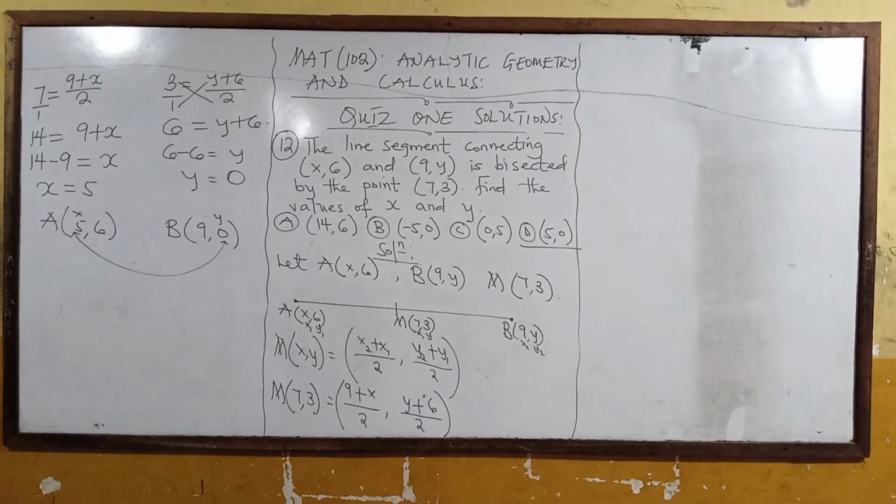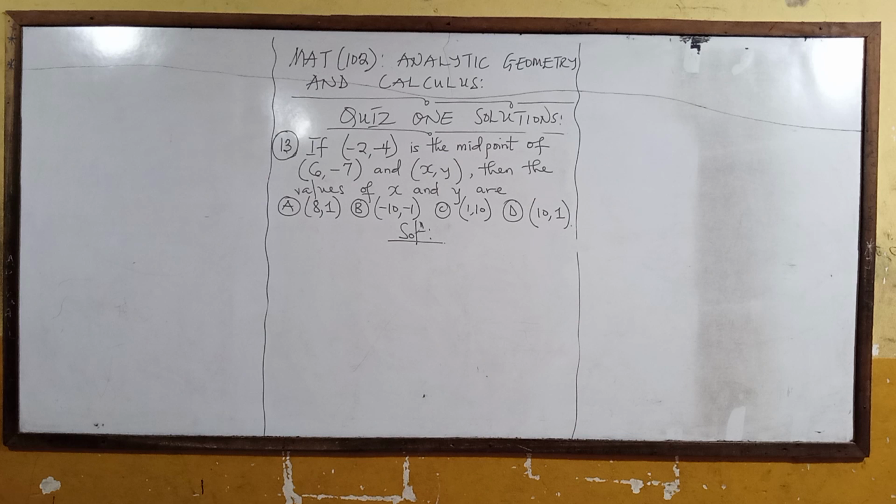Alright, so now let's proceed to our next question. Let's see question 13. On your quiz paper, it is question 15. It reads: if point -2, -4 is the midpoint of 6, -7 and x, y, then the values of x and y are: A 8, 1; B -10, -1; C 1, 10; D -10, 1.